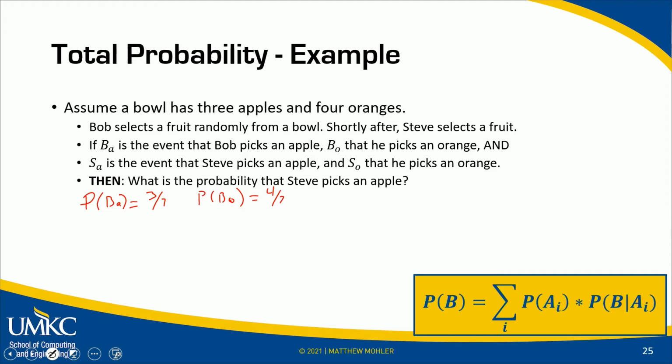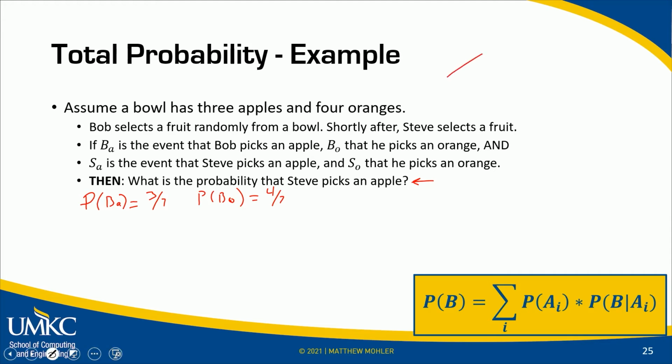But now we need to start looking at some conditions. And the question that we're asking is, what's the probability that Steve picks an apple? So what we can do is use our total probability theorem from before and say, well, what's the probability that Steve picks an apple conditioned on each of these 2 events? If you're struggling with this a little bit, let's draw out a tree diagram.